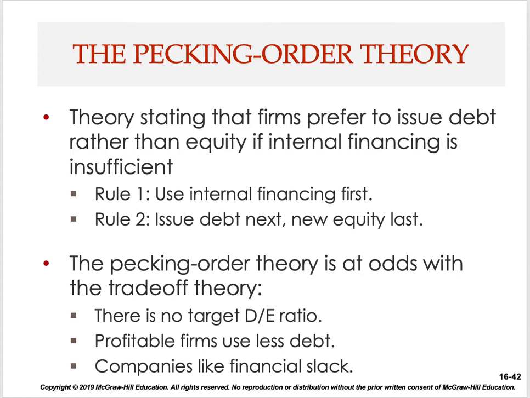Rule 1 says we're going to use internal financing first. If that doesn't work, we're going to issue new debt. If we don't raise enough money issuing debt, then we will issue new equity, kind of as a last resort, okay? And again, when we get into class, I want to talk in more detail about the pecking order theory and how it's at odds with the trade-off theory.